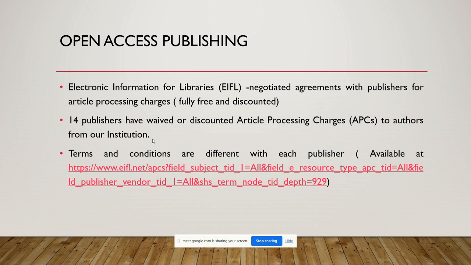There's an organization that's called Electronic Information for Libraries. It has negotiated with publishers for these article processing charges, to make sure that authors from our institution have discounted article processing charges, and also some of them are actually free. For the terms and conditions that apply to the different publishers, you can go to eifl.net. When I share the slides, you can just follow this link. It will take you to the resources.